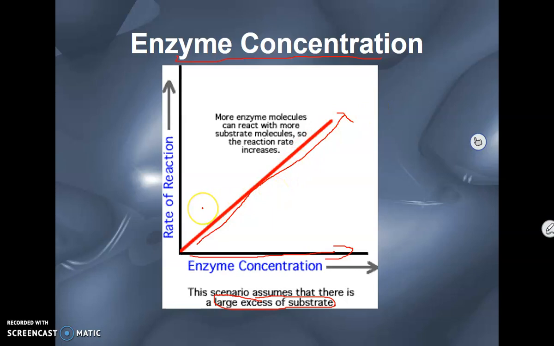Because we're running out of substrate, the rate will level off. And in fact, if we run out of substrate, the rate will actually go down to 0. If there's no substrate at all, then we won't be able to do the reaction at all. The reaction will stop completely.